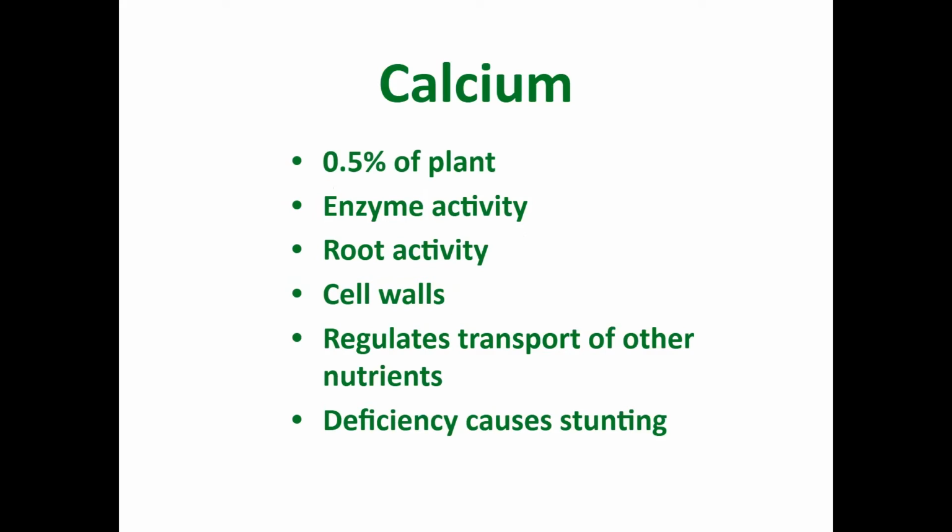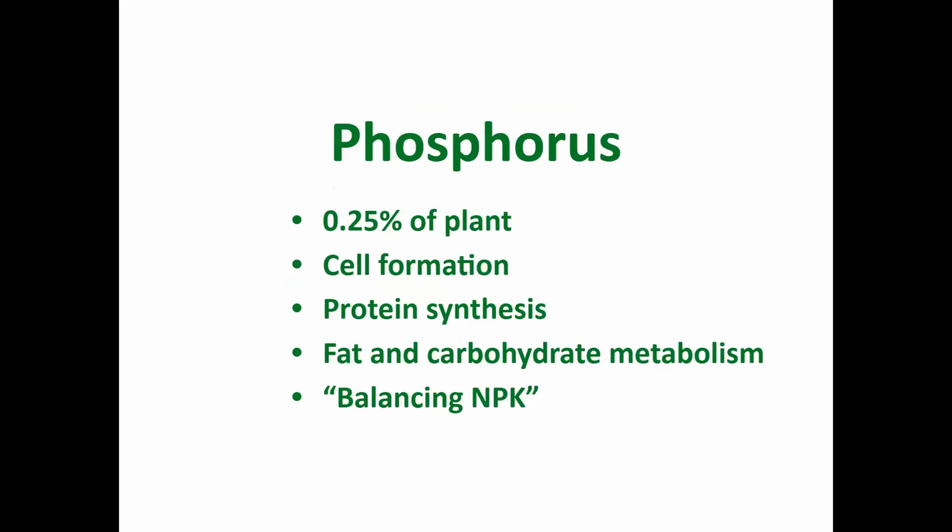Next, we have calcium, which is 0.5% of the plant. It participates in enzyme activity and root activity. It's used to build cell walls, and it regulates the transport of other nutrients. And if you have a deficiency, it causes stunting in the plant. And now we come to phosphorus, which is only 0.25% of the plant. It is used for cell formation and protein synthesis, also fat and carbohydrate metabolism. And as I mentioned, this takes us back to my video about balancing NPK.